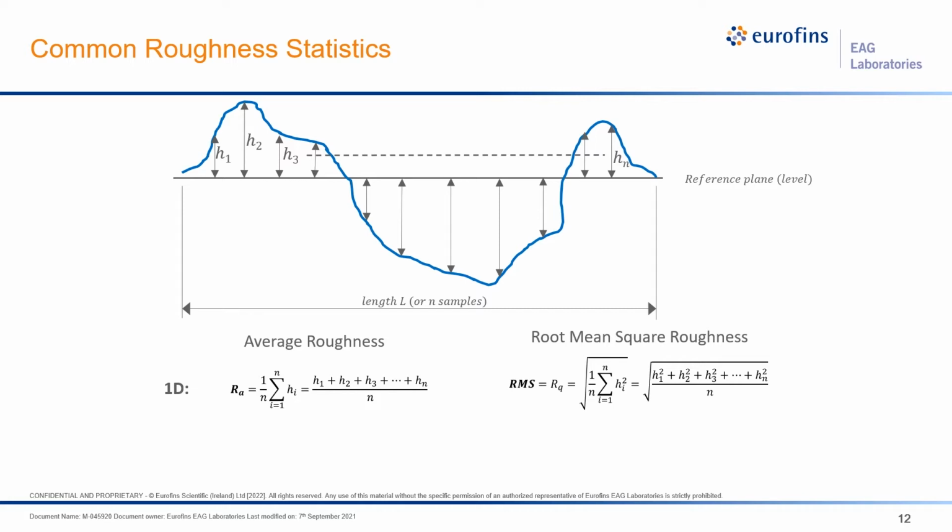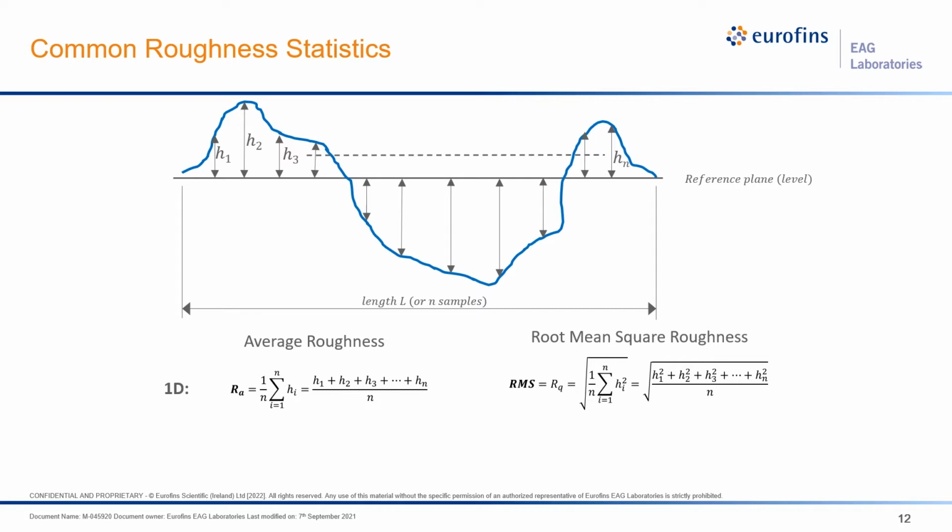This is a line profile of a surface where the lowercase h's are the difference in height between the surface and the mean plane. Average roughness is the average of the height deviations of each point on the surface relative to a reference plane. RMS is the square root of the mean squared height.